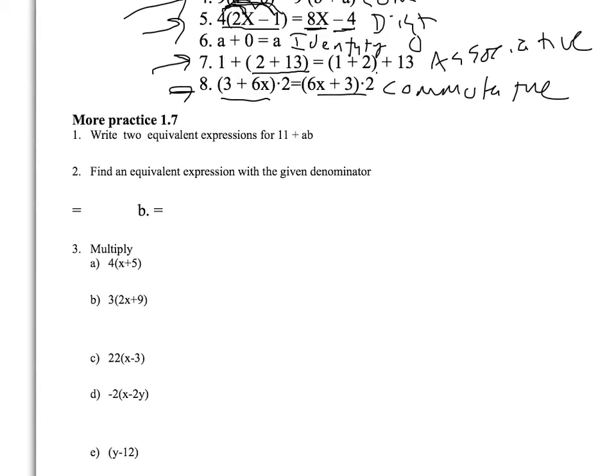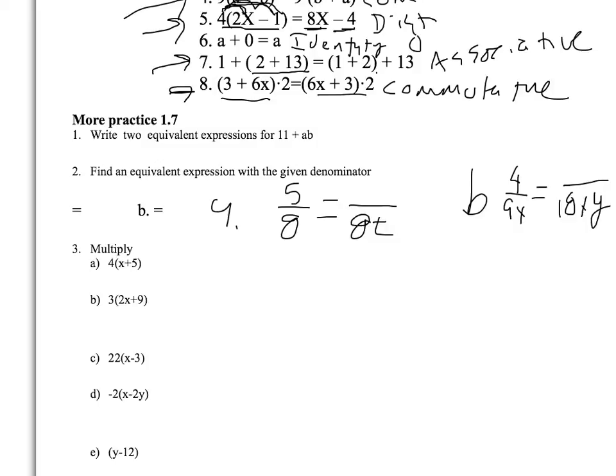So, now we'll go down to the next one. So now what we're going to do is move into the practice with this. So it says write 2 equivalent expressions for 11 plus AB. So we want equivalent expressions for 11 plus AB. So one equivalent expression, we could have AB plus 11. And that's using the commutative property right there. Another thing that we could do is we could say 2AB plus 11 all divided by 2. Because these 2's would cancel out and they would give us the AB plus 11. So that's one way to think about it.